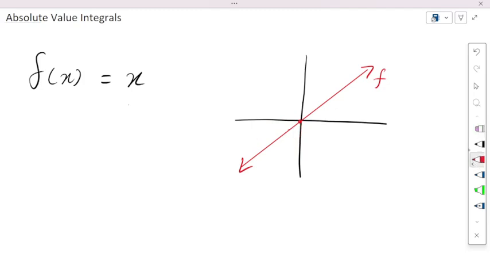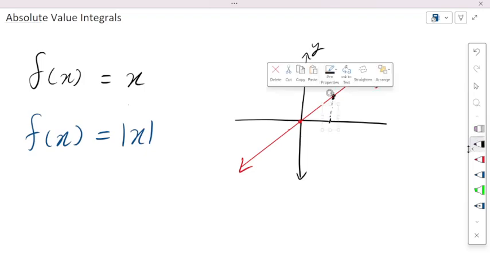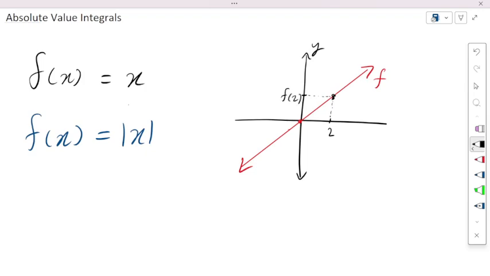But if we were to look at the sketch of f of x being equal to the absolute value of x, we will note that, remember what I said? It will always have a positive output, meaning the output is working with the y values on the y-axis. If we choose some point over here to be x, let's actually choose a number, say 2, this would be f of 2. That would be our output.